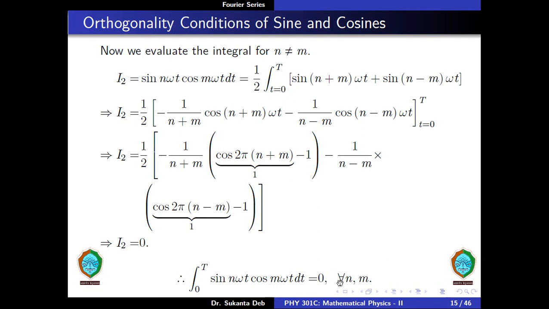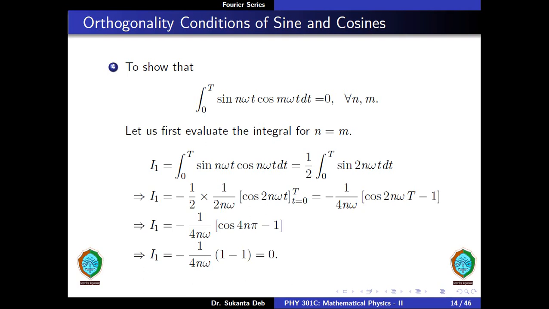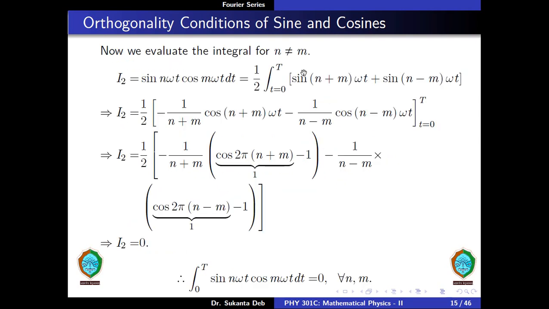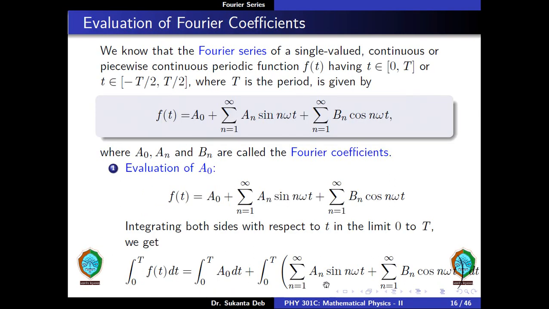So this is for all n, m, because in this case we have seen that for n equal to m also we have found that the value of this integral is equal to 0, as well as we have found that for n not equal to m the value of the integral is equal to 0. Therefore for all n, m values, the integral from 0 to capital T of sine of n omega t cos of m omega t dt is equal to 0.